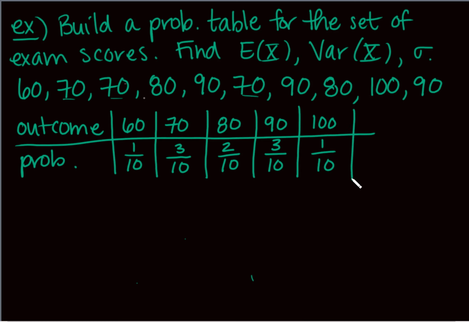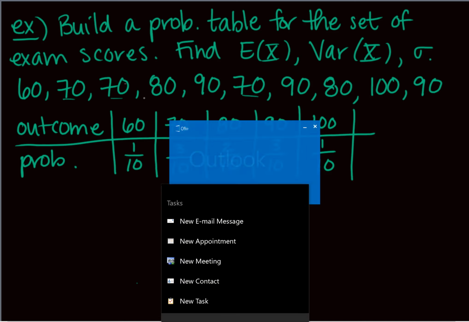So this is what we mean by a probability table. My probability table tells me the outcome and its relative frequency. Again, why is it called a relative frequency? Well, like for 70, for instance.